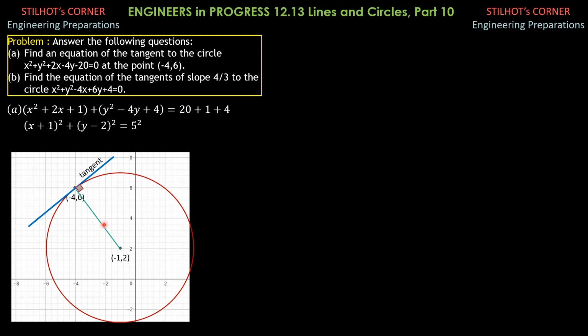So the slope of the radius, therefore, is (6 minus 2) all over (-4 minus -1). So m_r is 6 minus 2 over -4 minus -1, so it is 4 over -3, or -4/3. If the slope of the radial line is -4/3, the slope of the tangent is the negative reciprocal of -4/3. So the negative reciprocal of -4/3 is +3/4.